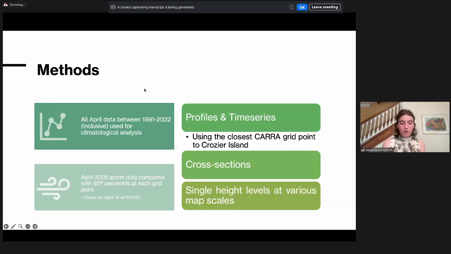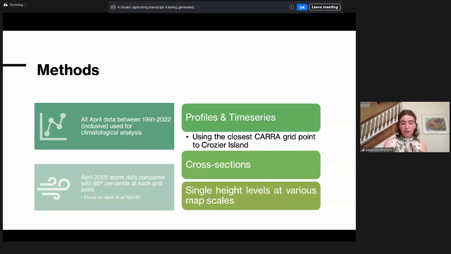So we used all data from the month of April between 1991 and 2022 for the climatological analysis. We compared the data from the April 2005 storm with the 95th percentile for each point in our three-dimensional mesh and focused on April 14th at midnight coordinated universal time because that is when the winds were strongest near the ice camp. This would have been in the evening of April 13th for the ice camp's time zone.